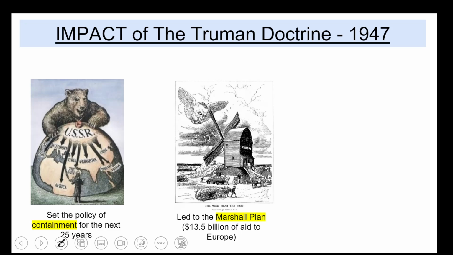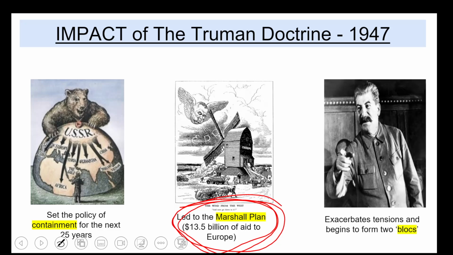It globalizes US responsibility. It leads to the Marshall Plan, which, as we said, is the financial and economic manifestation of the Truman Doctrine. $13.5 billion of aid to those 16 different European countries, as we'll look at in a moment. And it exacerbates tension that begins to form two different blocs, with Stalin calling it dollar imperialism, famously, as his reaction. And from Moscow's perspective, this looks like ideological confrontation.